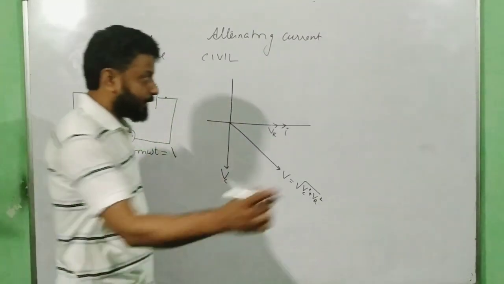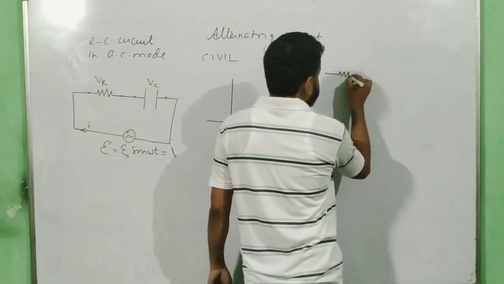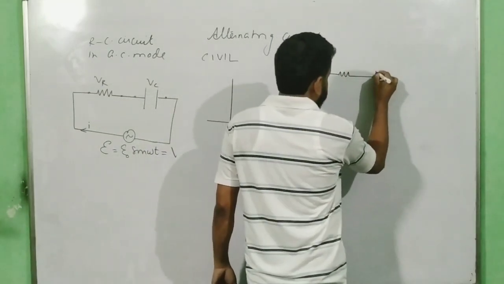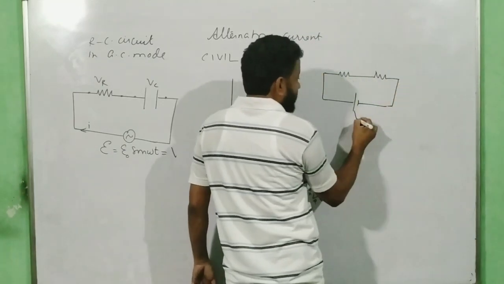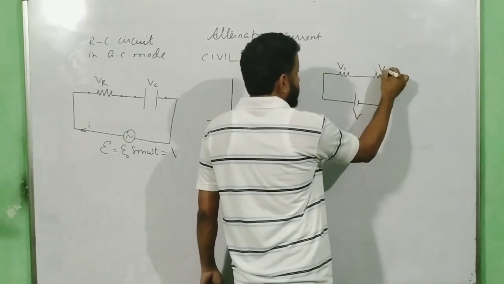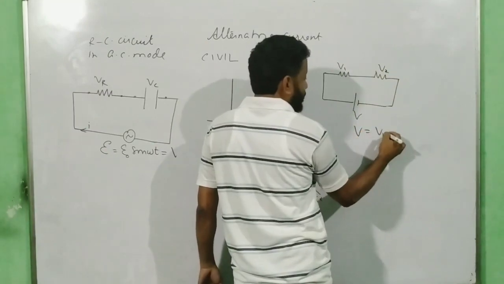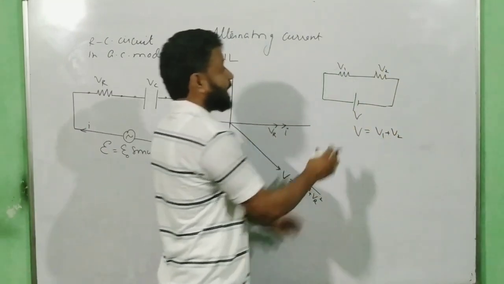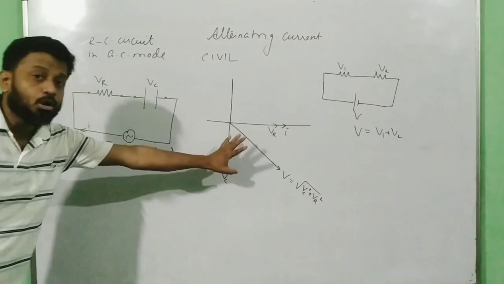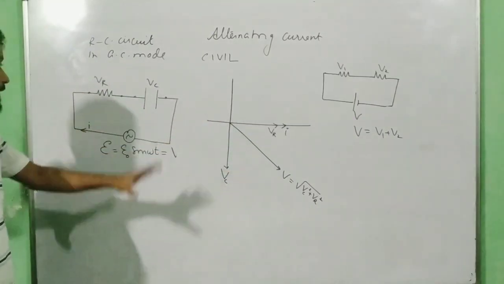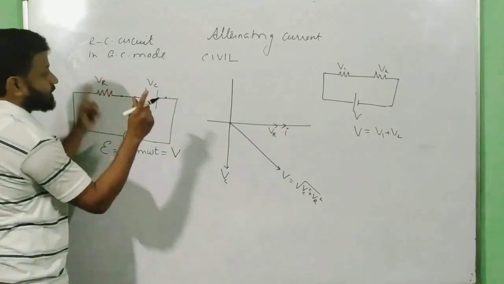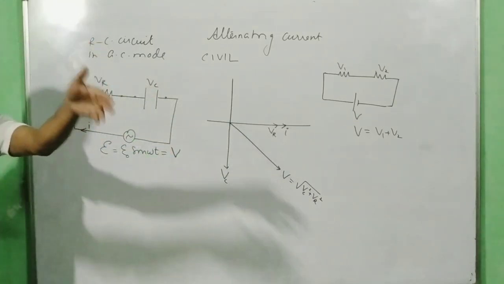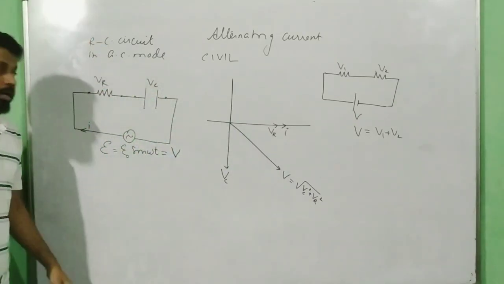Why am I saying first understand this? Because in a DC circuit, if you take two resistances, and if I consider this as V, and this as V1, this as V2, we used to write V equal to V1 plus V2. This happens in DC mode, which no longer happens in an AC circuit. In an AC circuit, you cannot say that V is equal to VR plus VC. That's wrong. Make sure that goes in your head right away.